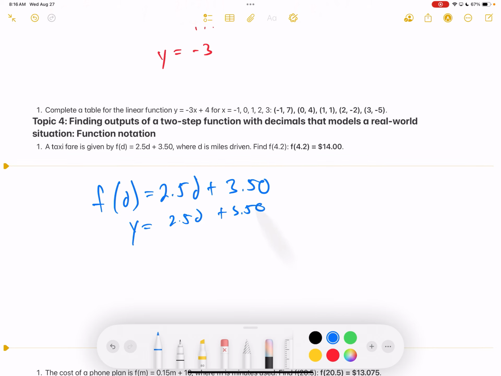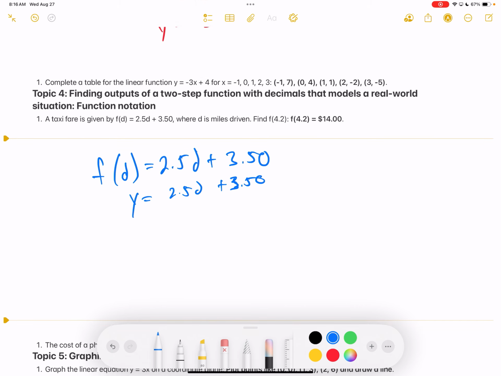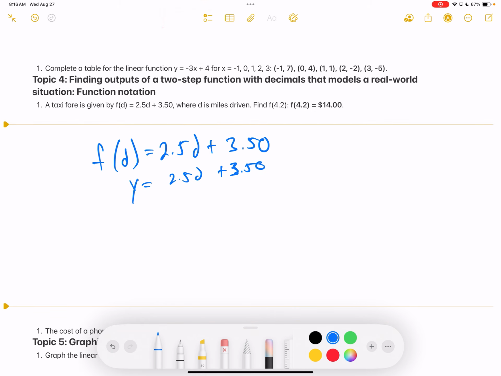But the function notation is an input-output system where, if I input my miles driven, it's going to give me out how much it costs to take the taxi. So you put something in, it does something to it. Here we're going to take it times 2.5 and add 3.5. It's a different type of notation, and technically a different line of thought, because it's like an input-output system. So we want to know, find f of 4.2.